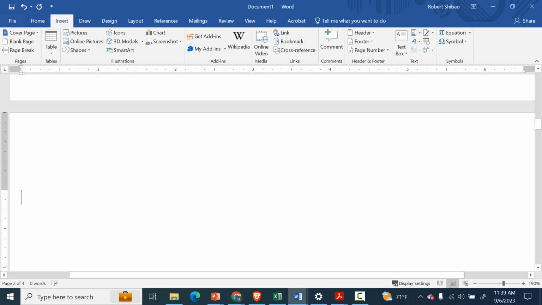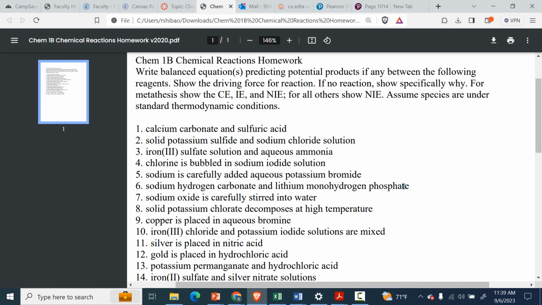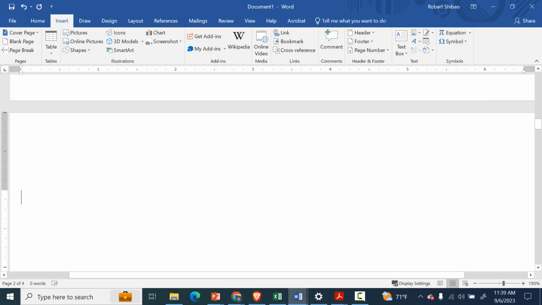All right, let's look at the next one, which was chlorine and sodium iodide. What's the formula for chlorine? Cl minus or Cl2 or Cl? And sodium iodide? NaI.